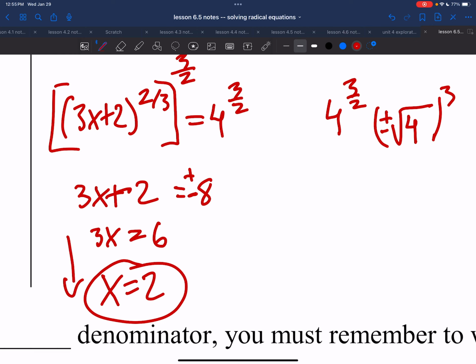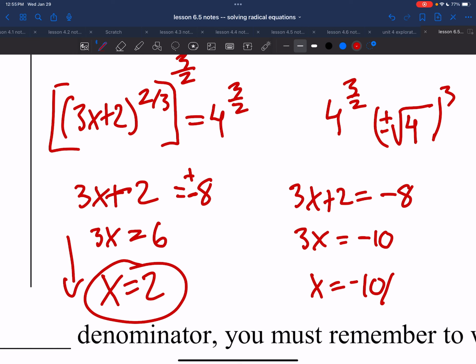Now, this work already solves for positive 8, but you have to solve it again. 3x plus 2 equals negative 8 now, and then isolate x. So 3x equals negative 10, therefore x equals negative 10/3. And I have now my 2 answers.